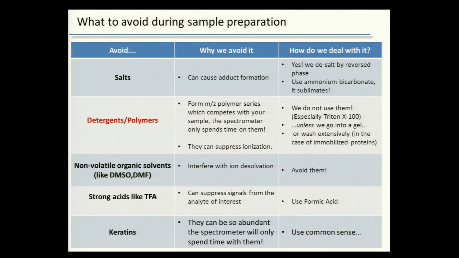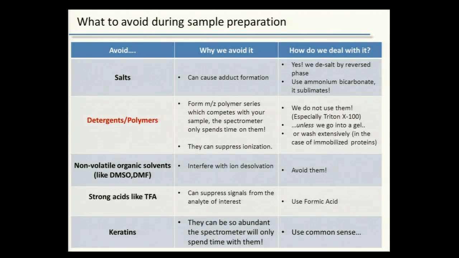If we cannot avoid them, we go into a gel to clean them up. We might not even want to fractionate at the protein level, but we'll run them into the gel, excise that plug, and that's a way of cleaning it up. There's also ion exchange chromatography that can be done to remove some of the ionic detergents, but this is probably our biggest enemy. There are other things that we try to avoid, like non-volatile organic solvents, and those we get rid of by washing. They normally come from affinity enrichment experiments in which your proteins are already bound to a solid phase, so they can be washed away.